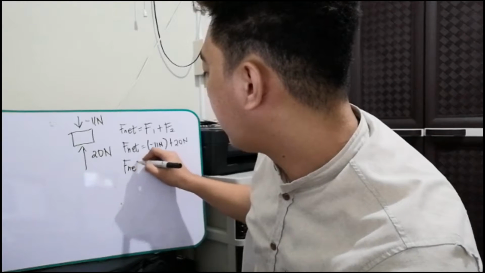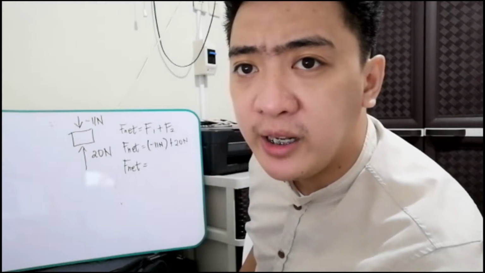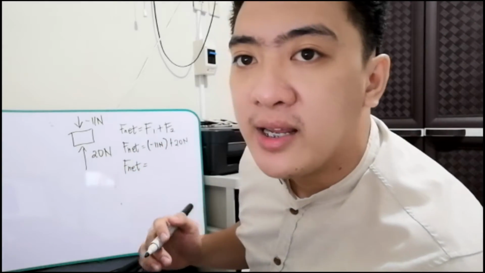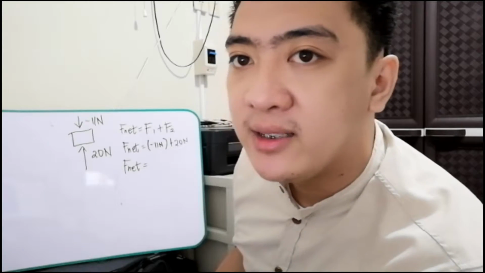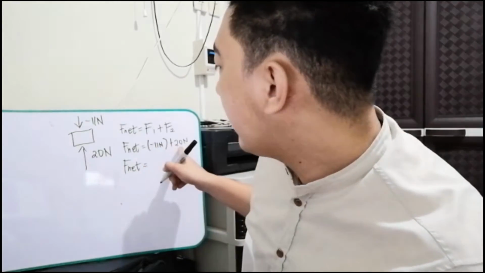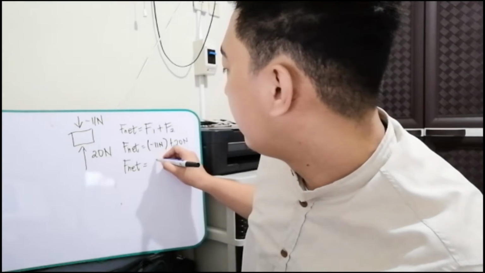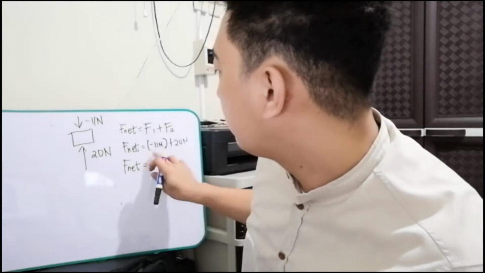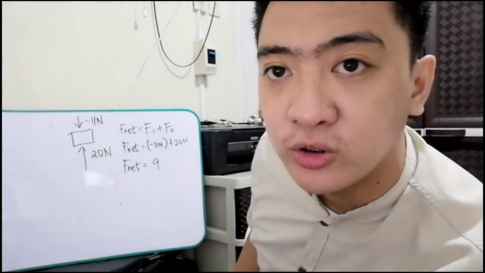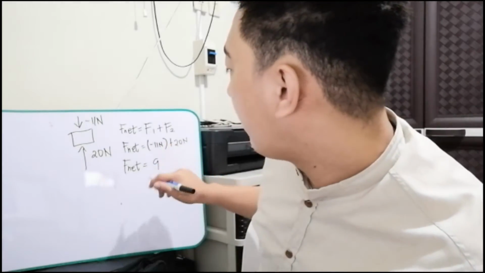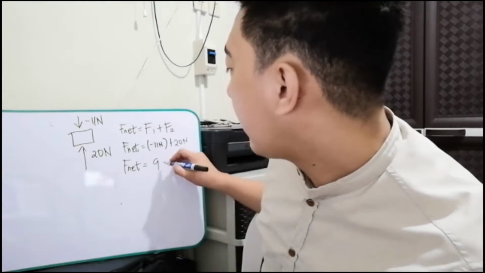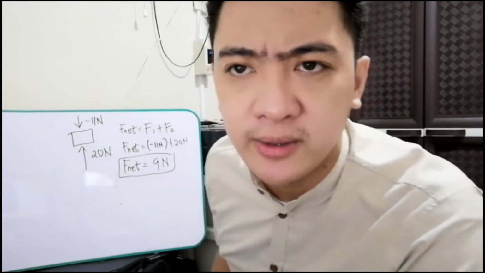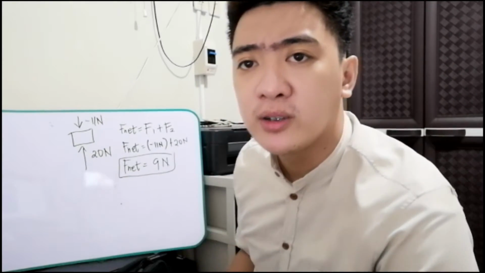So the net force is equal to, as I've said, if the two integers or the two forces have different signs, we have to subtract. So 20 minus 11 is 9. So we must follow the sign of the bigger number, which is bigger, negative 11 newtons or 20 newtons? The answer is 20. So we will follow the sign of 20, which is positive. So the net force is equal to 9 newtons. So is it balanced or unbalanced? Of course, the net force is not equal to 0.